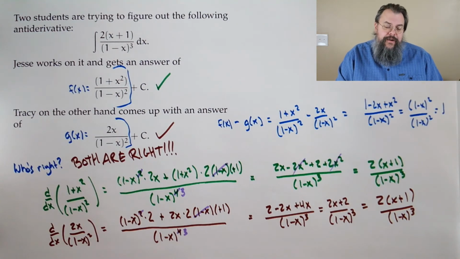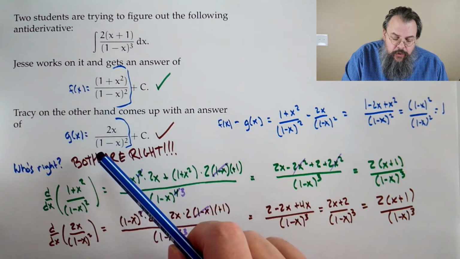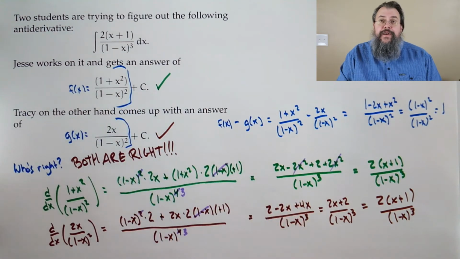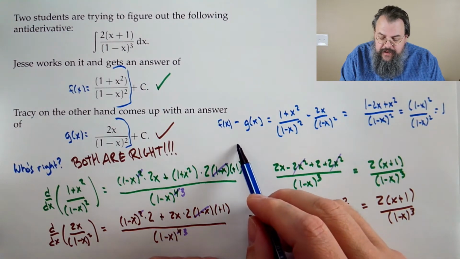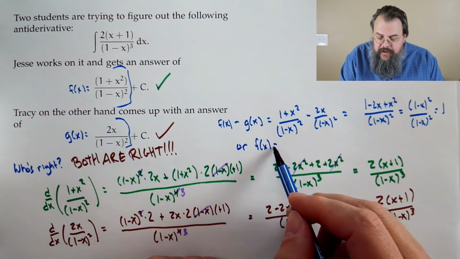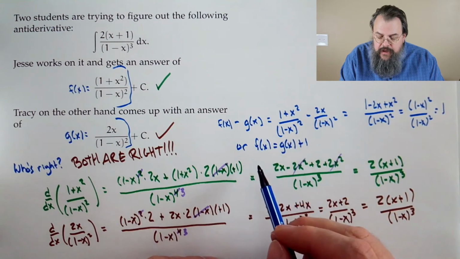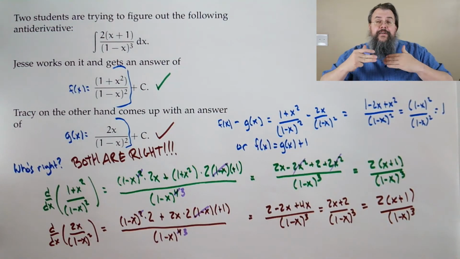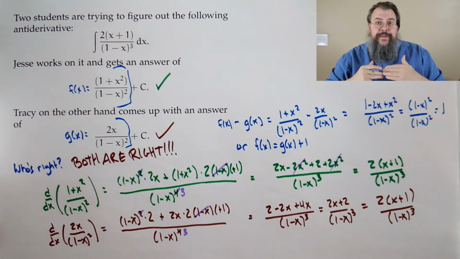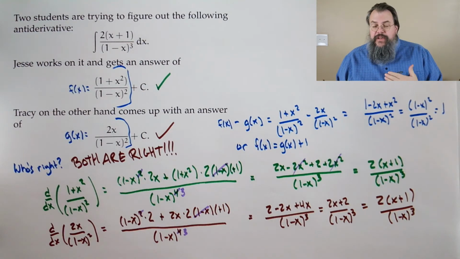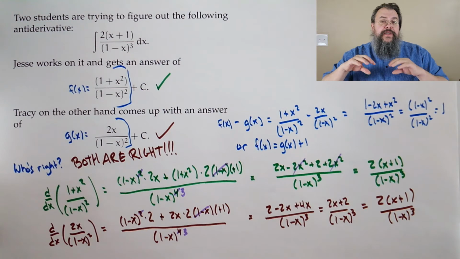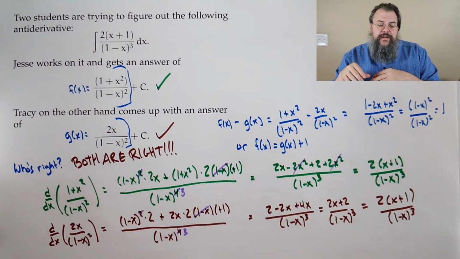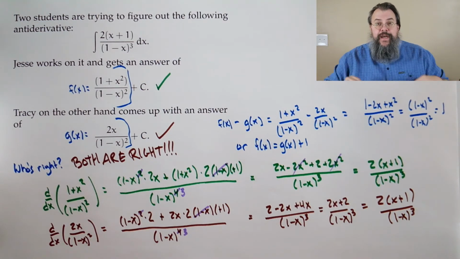So it turns out that these two answers, which don't look quite the same, are not that far off. In particular, another way to say this is that f of x is g of x plus 1, so that they are off by a constant. So it is possible to get answers that look slightly different. They won't look wildly different, but they could look slightly different because they're off by a constant. And that's okay. Just keep that in mind.